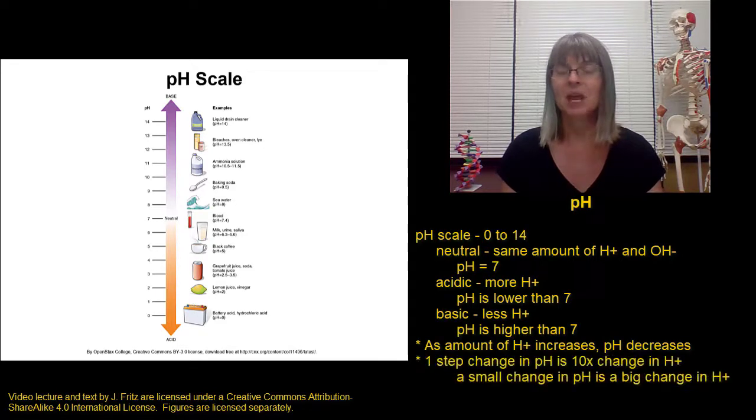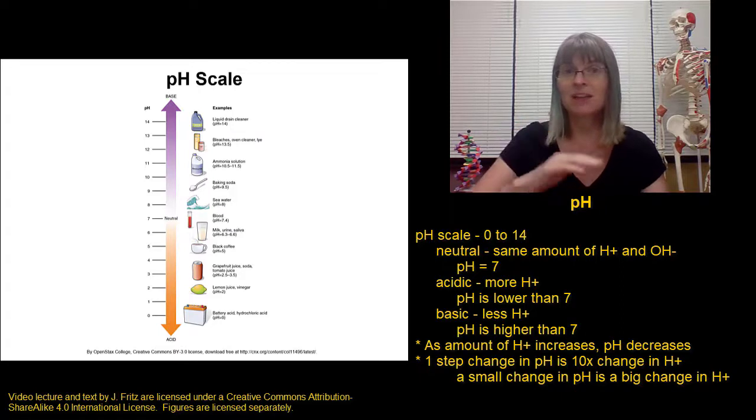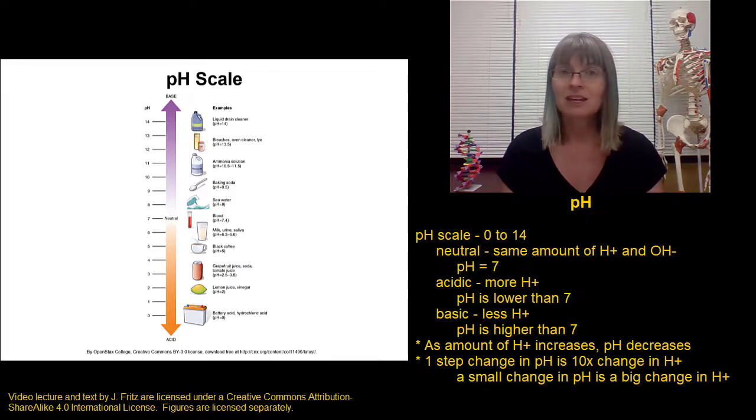It's not linear. What that means is that for every 1 step change in pH, that's actually a 10 times change in the amount of hydrogen ion. So a solution that's pH 5 has 10 times more hydrogen ion than a solution of pH 6. A solution of pH 4 is going to have 100 times the amount of hydrogen ion as in a solution of pH 6.